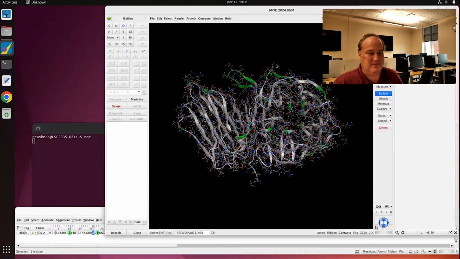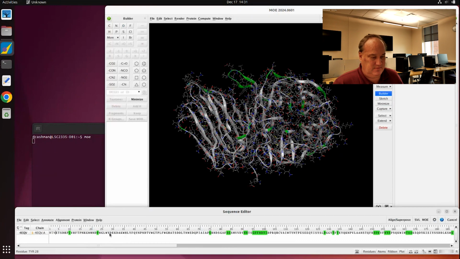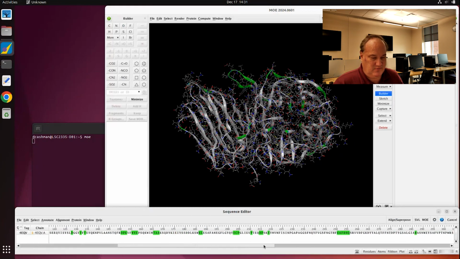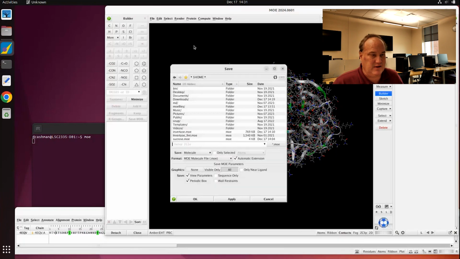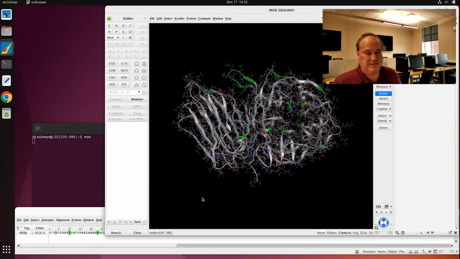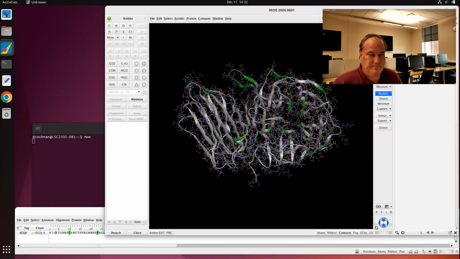All right, welcome back. So now I have finished labeling my frustrated residues. These are all the frustrated residues I have in the protein. I'm going to make sure I save, and we're going to save this as invertase, all in lowercase, frustration. Oops, there we go. It's important to make sure we save along the way.